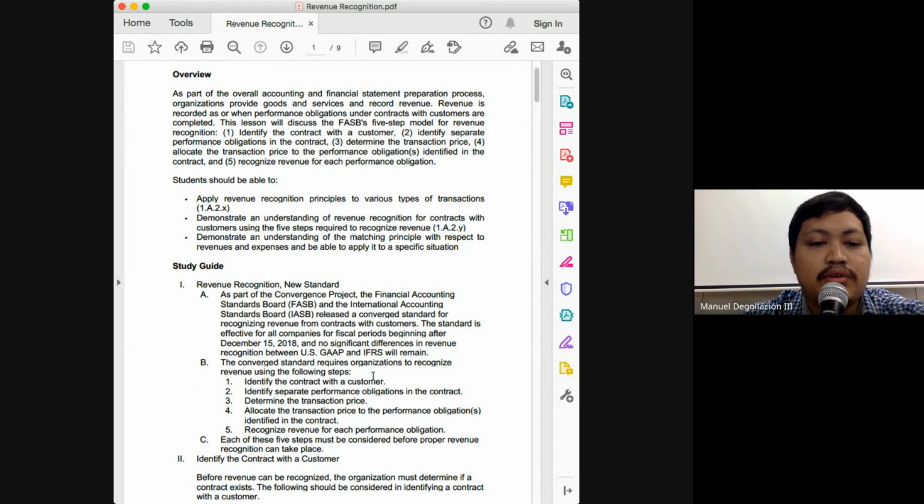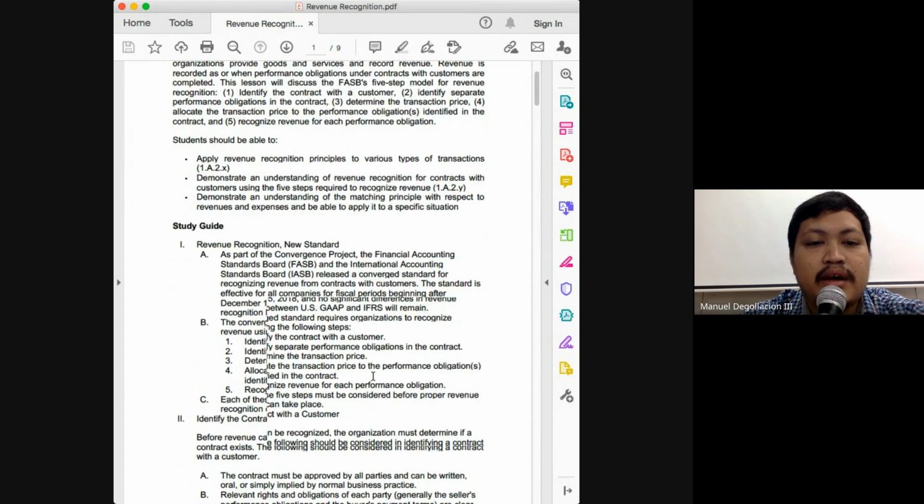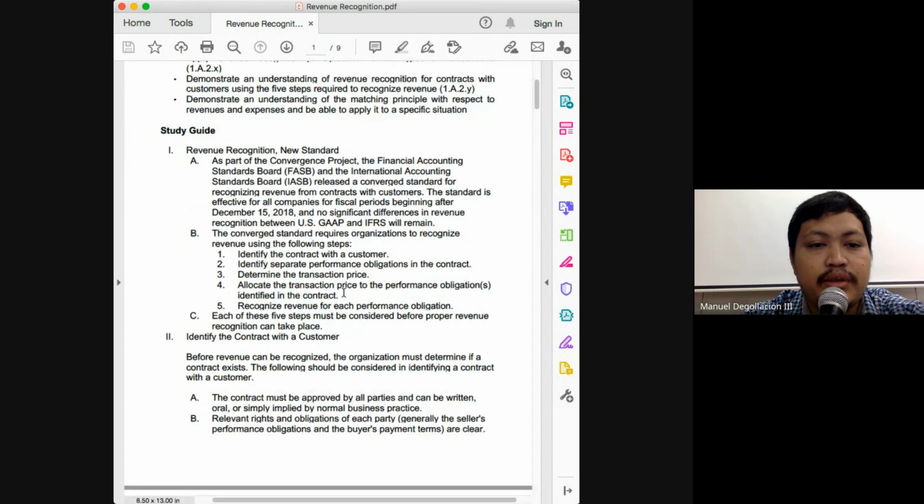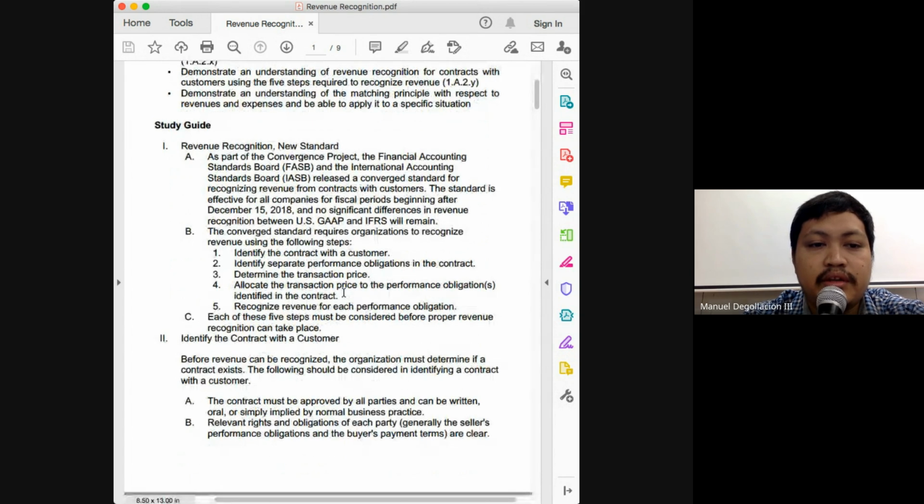Okay, the standard requires organizations to recognize revenue using the following steps. It's important for you to remember these 5 steps. Number 1, identify the contract with the customer. Number 2, identify separate performance obligations in the contract. Number 3, determine the transaction price. Number 4, allocate the transaction price to the performance obligations identified in the contract. And number 5, recognize revenue for each performance obligation.